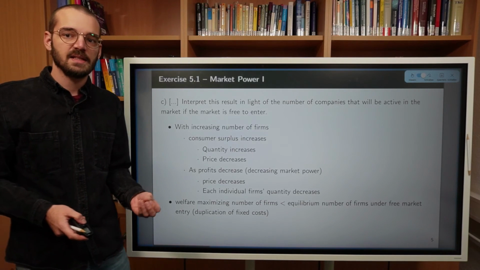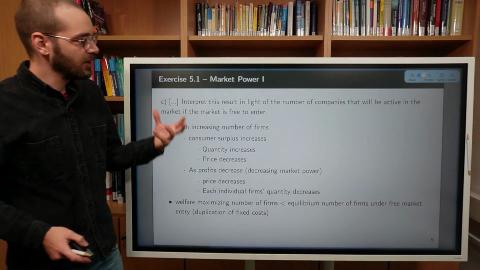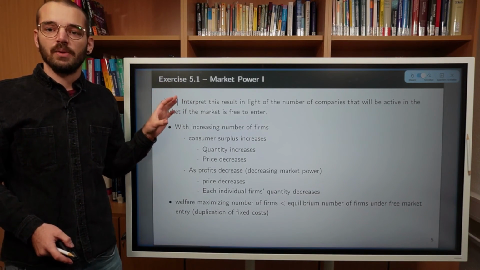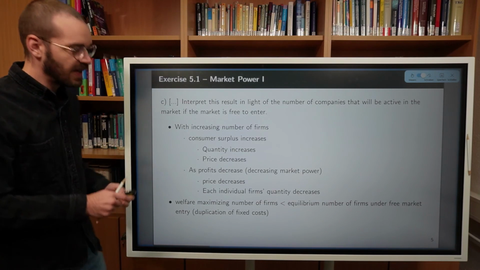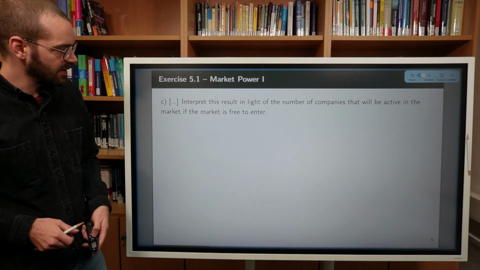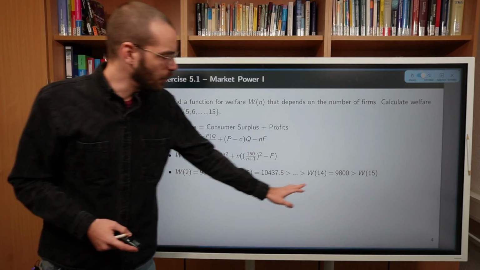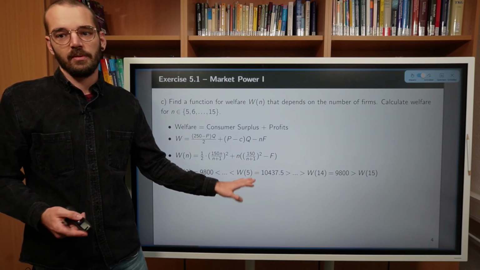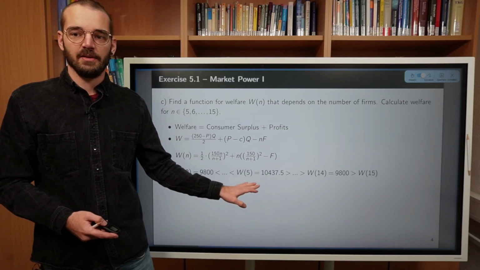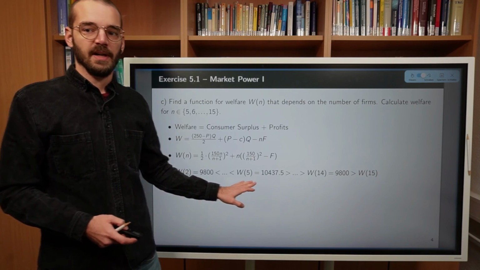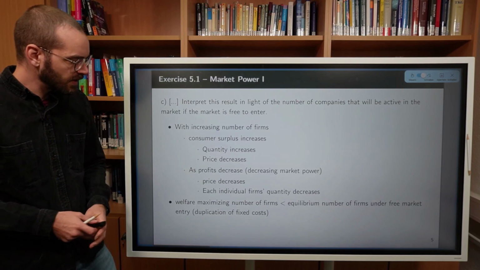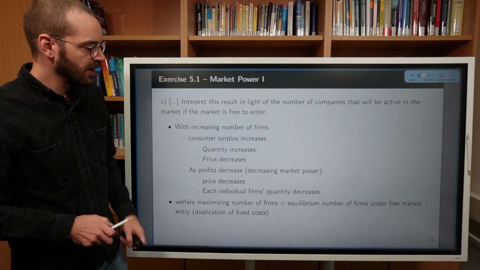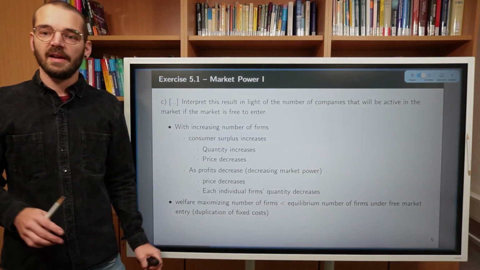But what we can see is, if we compare the number of firms in the equilibrium under free entry, which as a reminder was n equals 14, that this n equals 14 yields a welfare which is lower than the maximum welfare, which we observe for a number of firms of 5, as we have calculated in the previous task. All right, so bottom line is that the welfare maximizing number of firms in this case appears to be smaller than the equilibrium number of firms under free market.